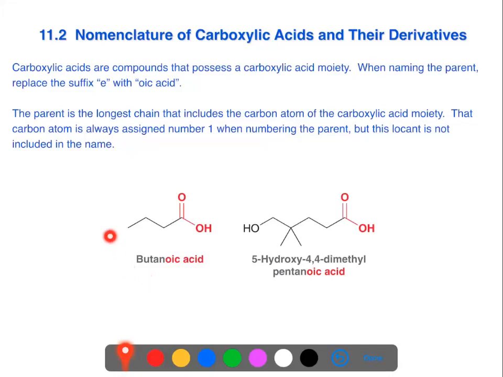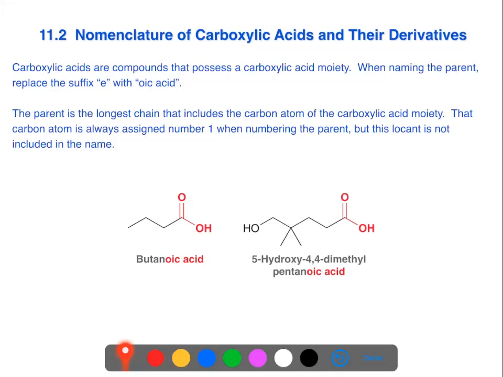So in this example, here we have a 4-carbon carboxylic acid, so this is butane. Drop the e, add oic acid, so it's butanoic acid. And again, we don't have to indicate the locant for the acid because it will always be carbon 1 in your parent system. In this example, we have a substituted carboxylic acid, and you can see this is a 5-carbon parent, 1, 2, 3, 4, 5, so that's going to give you pentanoic acid.